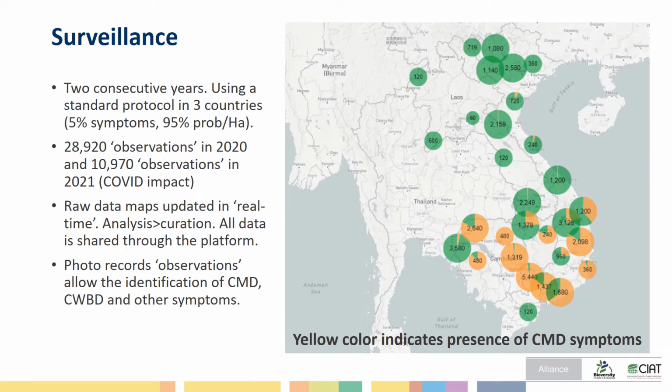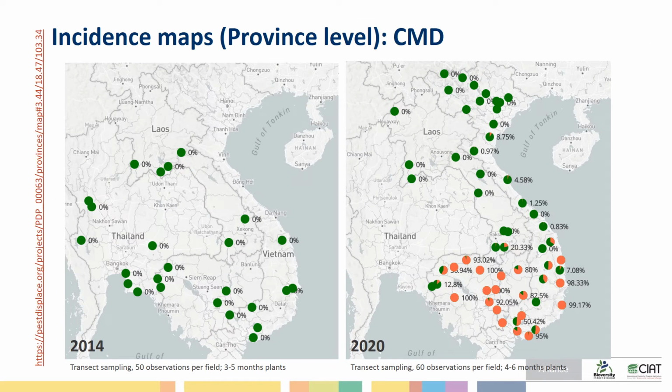As I mentioned before, we have focused only on CMD and Cassava witch's broom disease. The map you are seeing now is for CMD, where the yellow color indicates the presence of the symptoms of CMD. When we analyze this data at the province level, the incidences show that CMD is dominant in Cambodia and the south of Vietnam. There are some pockets now in the south of Laos and in the north of Vietnam, but the situation is completely different to that observed in 2014 when the last region-wide survey was carried out.